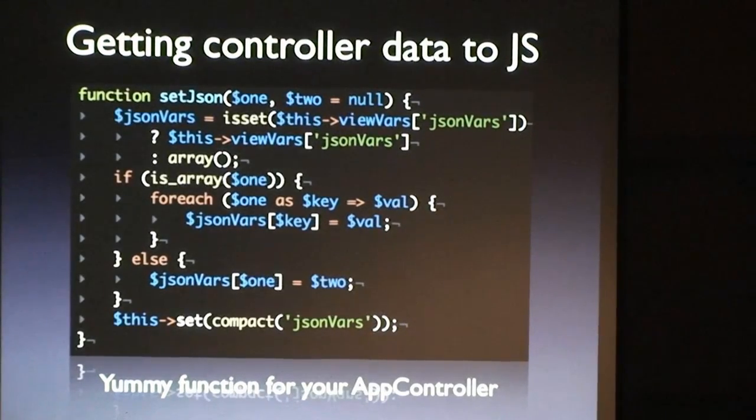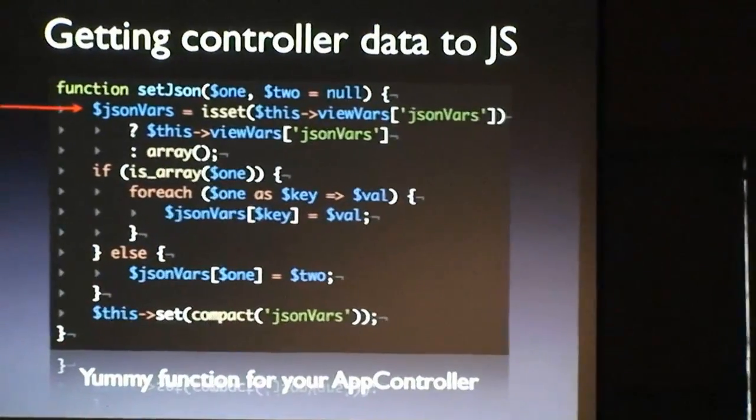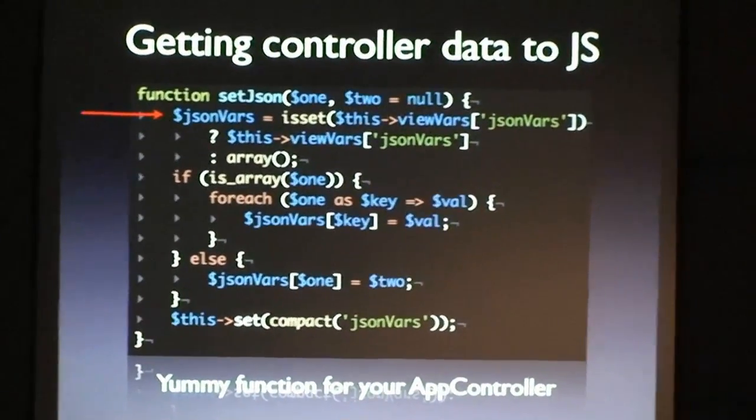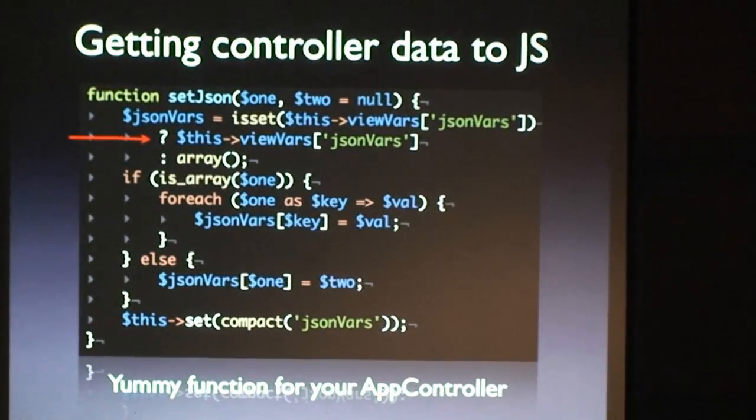And what it does is the following. First of all, it checks if there's already a JSON set in the view. If that is the case, then it populates this local function variable with its value, and if not, it starts with an empty array. Then if the first parameter that's being passed in is an array, what I simply do is loop through all the elements in the array and add them to the JSON vars by using the keys.